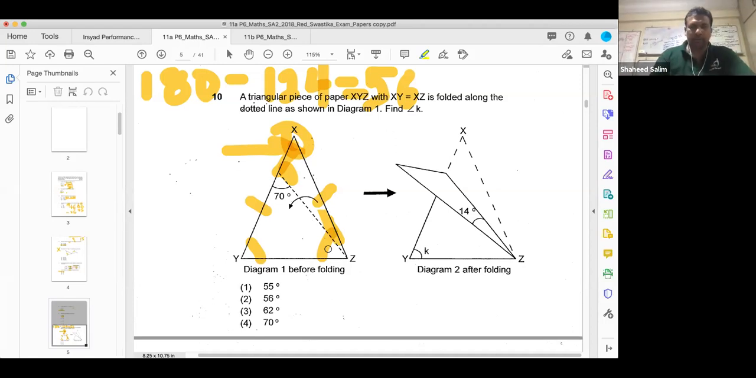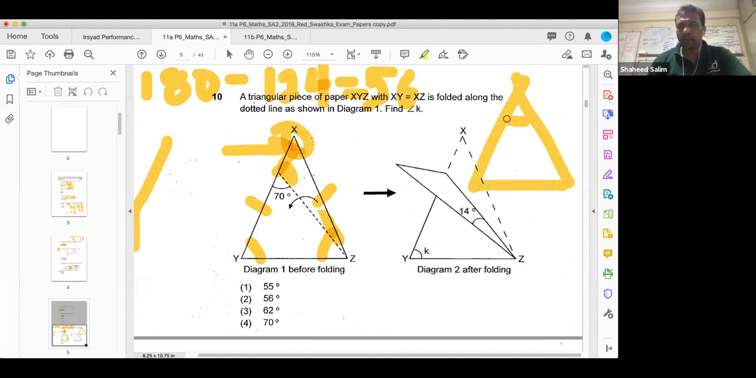You understand or not? You want to find the angle down here. You know this one is 56. This is isosceles. Take 180 minus 56, you get 124. 124 divided by 2, these two, you get 62.